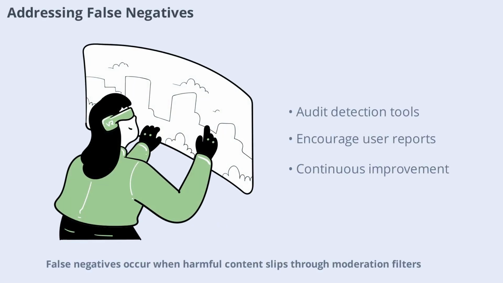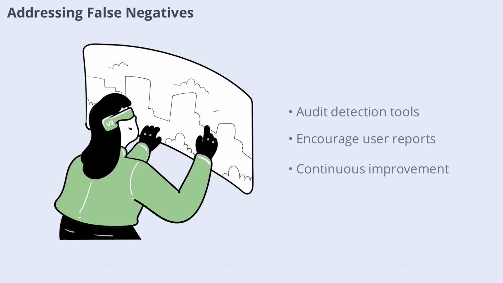False negatives occur when harmful content slips through moderation filters. Regular audits, user reports, and continuous improvement of detection tools help reduce these incidents. Platforms should be transparent about their efforts to address false negatives and encourage user participation.